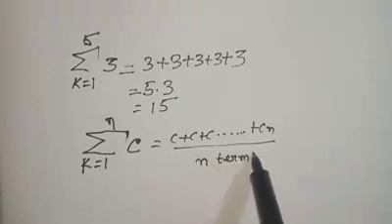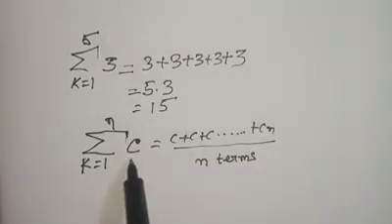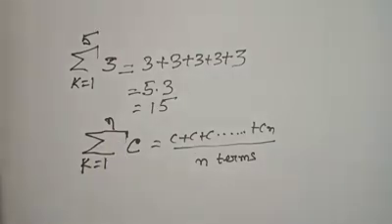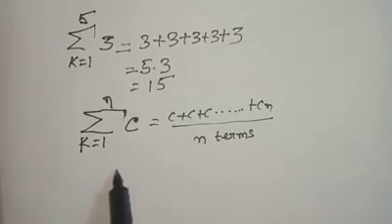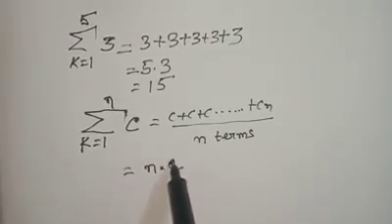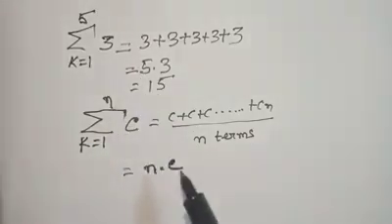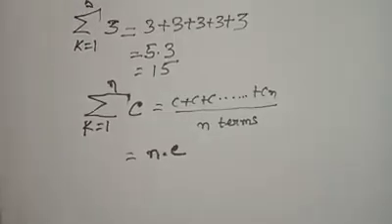We are getting n terms, and if we have to sum a constant c from k equals 1 up to the nth term, then the finite answer would be equal to n times c. So it would be n number of times multiplied by c, which is a constant. See, this is simple. This is another way of writing the expression, and we have got the result. So it would be n times c.